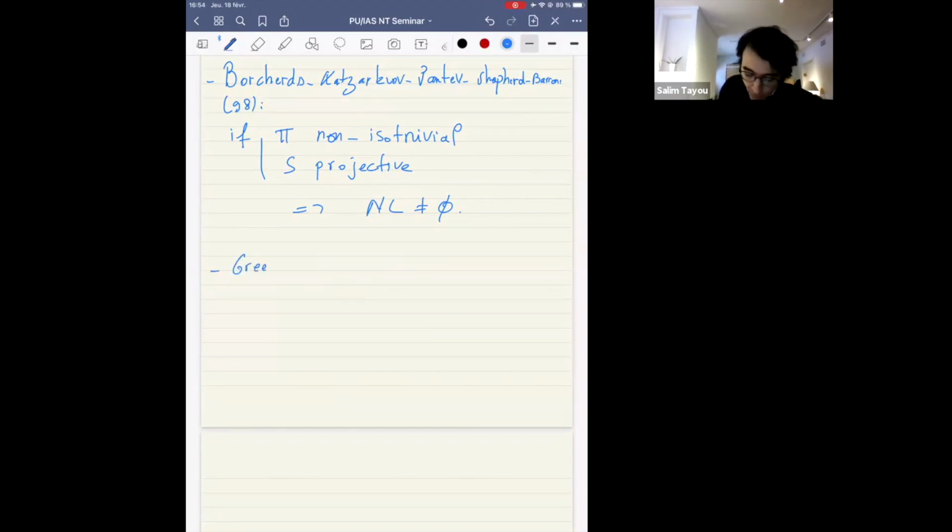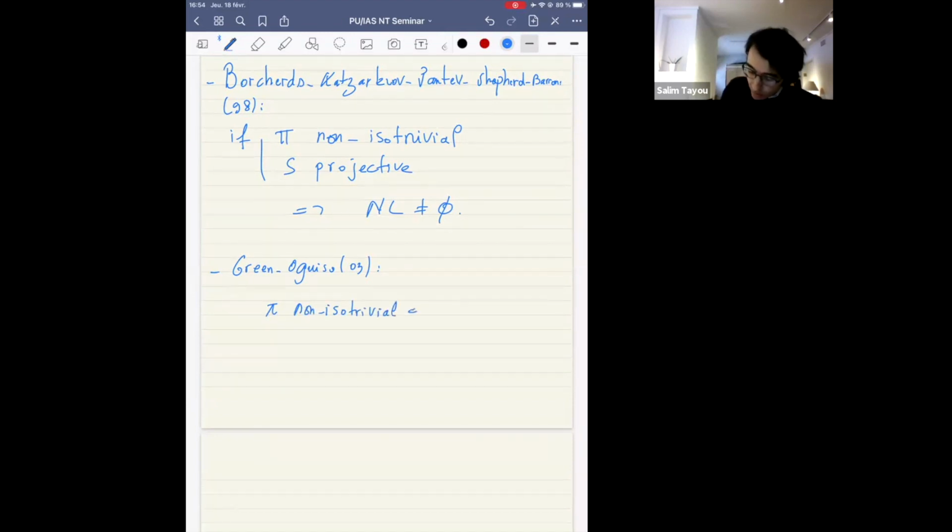A few years later, there was a proof by Green and Voisin, 2003, I guess, which assumes only that the family is non-isotrivial, and then this Noether-Lefschetz locus is dense for the analytic topology. So there is no assumption on projectivity or whatever. They prove it over small variations, like over disks.